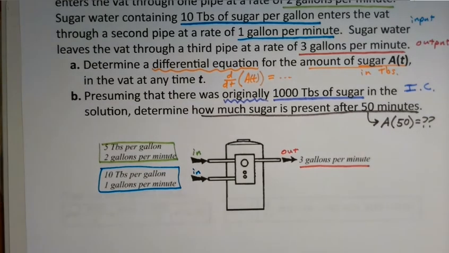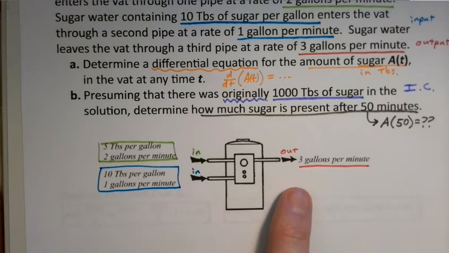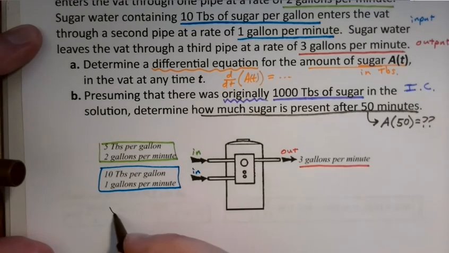So there's a lot going on for this problem. And this diagram right here is really going to help us thinking about inputs and outputs. And this thing right here is referred to as an input-output diagram.